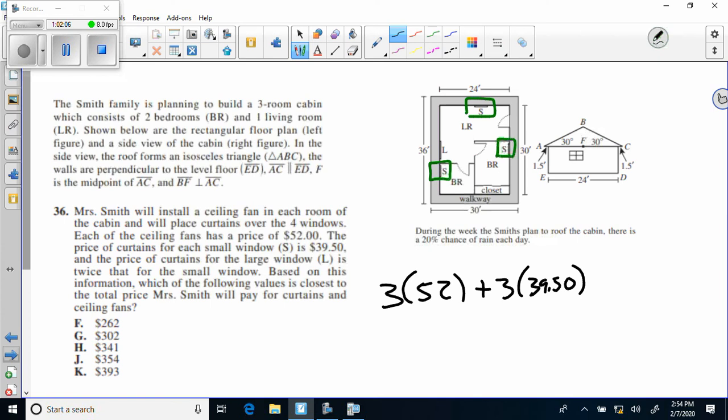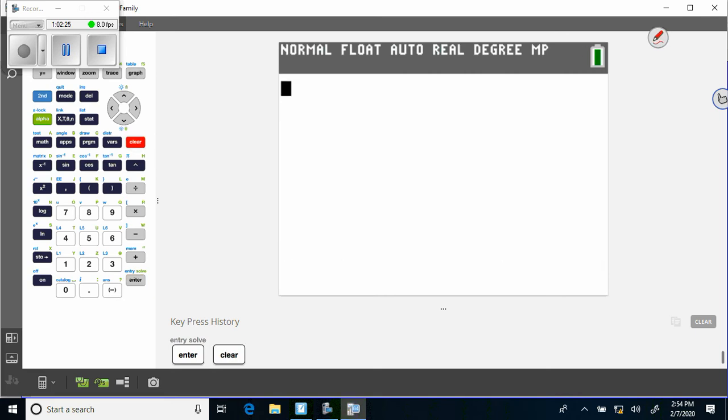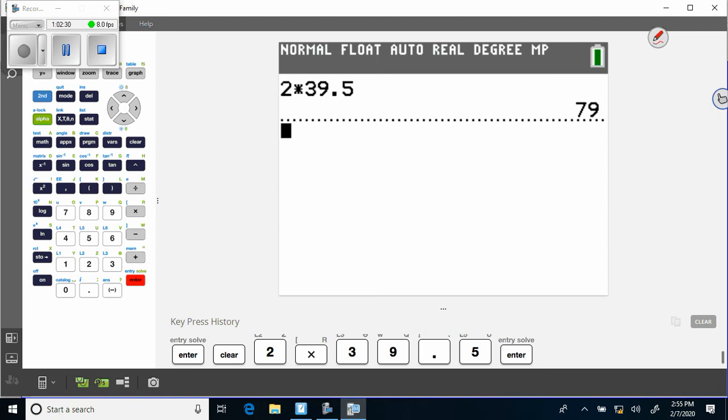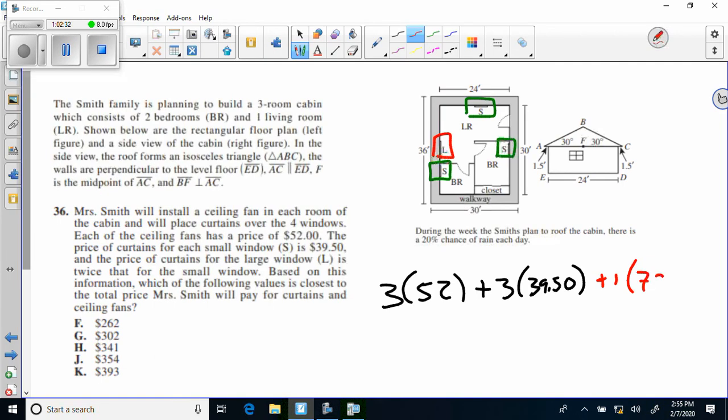So it says the price of curtains for each small window is $39.50, and the price of curtains for the large window, and we only have 1 large window. It's this red one right there. The cost is twice that for the small window. So 2 times $39.50. So we'd come back to our calculator and do 2 times $39.50 and get $79 for our large window.